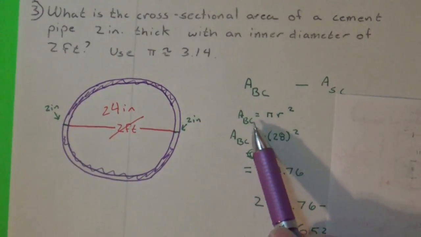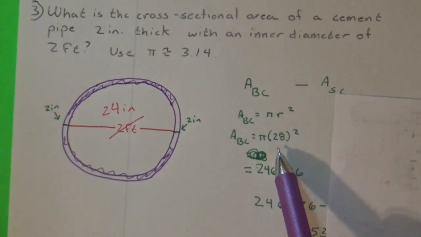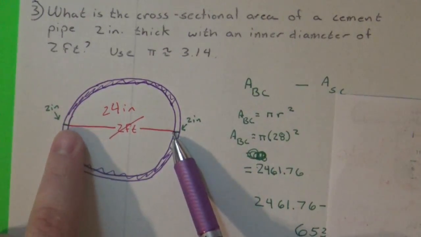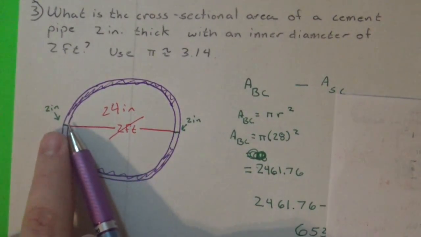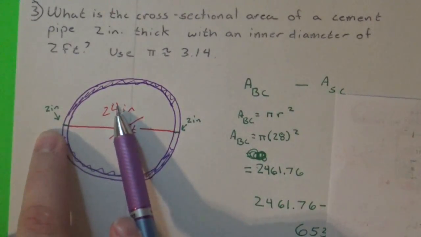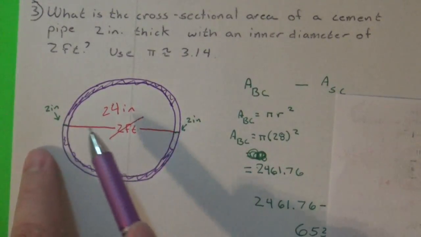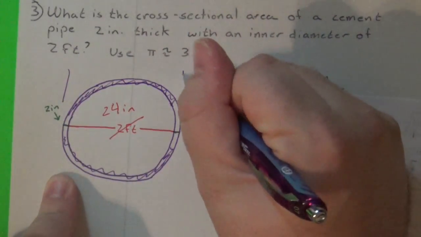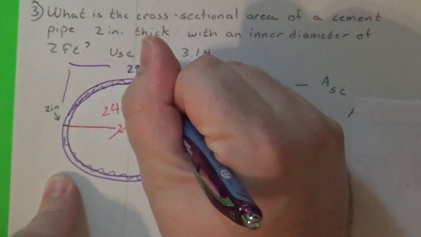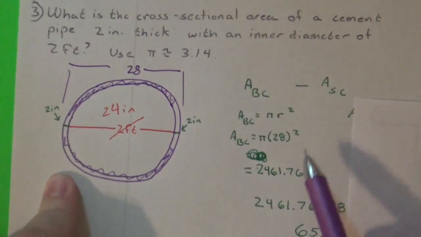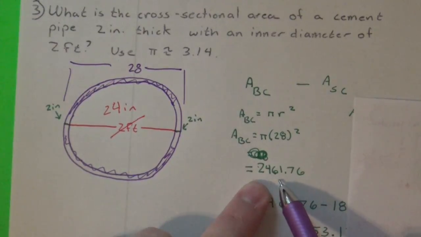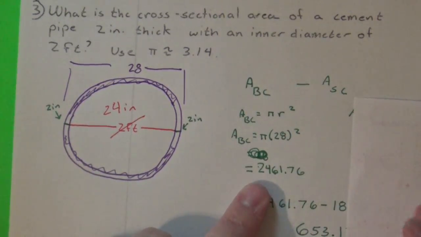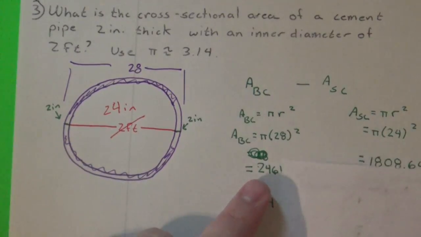All right, so you know that the basic equation is pi r squared, but you probably want to know, how did I get this 28? Well, think about it. This inside diameter is 24, but I have an extra 2 inches here and an extra 2 inches here. Well, 2 plus 24 plus 2 gives me 28. So this entire outside diameter is 28 inches. All right, doing that, I can find my area and I get 2,461.76.